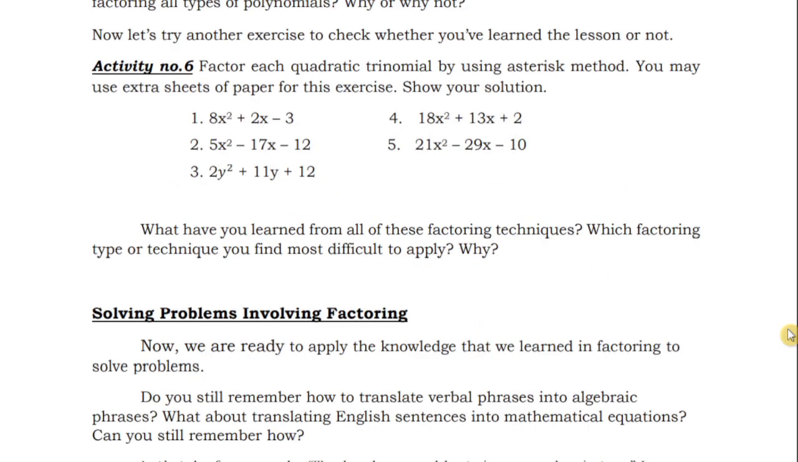Okay, I will leave you some problems here. And by the way, I have posted another set of discussions about factoring quadratic trinomials in my previous video lesson, so feel free to watch it on my YouTube channel.